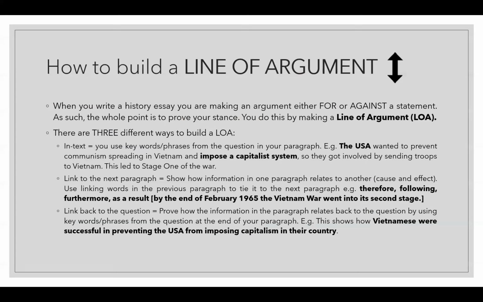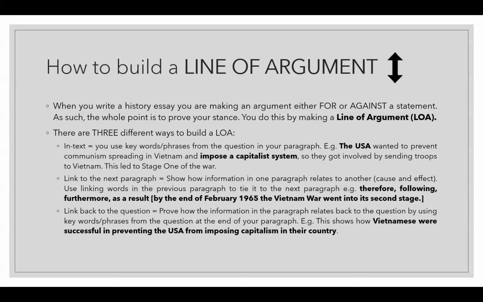The next way to do a line of argument is to link to the next paragraph. You can show how information in one paragraph relates to another. So you can show the cause and effect. This happened, so then following that happened. You can use linking words in the previous paragraph to tie it to the next paragraph. So for example, words like therefore, following this, furthermore, as a result, and then you just kind of write a sentence afterwards following that. So you'd say, therefore, by the end of February 1965, the Vietnam War went into the second stage. So we know that the paragraph that's following is going to be talking about the second stage of the war.